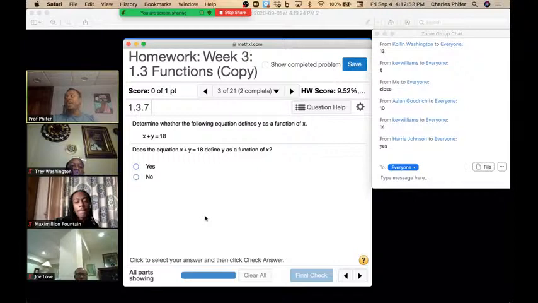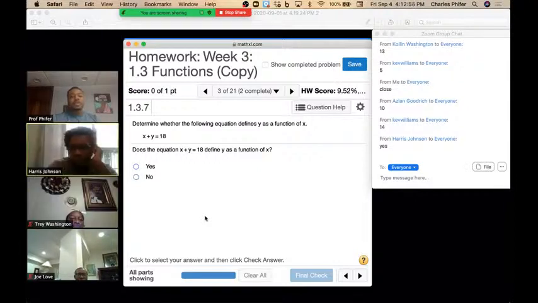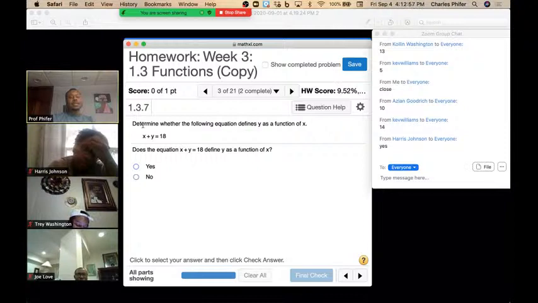What does your first mind tell you? Subtract x from both sides. So it sounds like someone suggested solve for y, right? If we solve for y, we're going to get y equals negative x plus 18. And then it should be clear that that's going to be a line with a negative slope. So if we have a line with a negative slope, is that going to be a function, yay or nay?